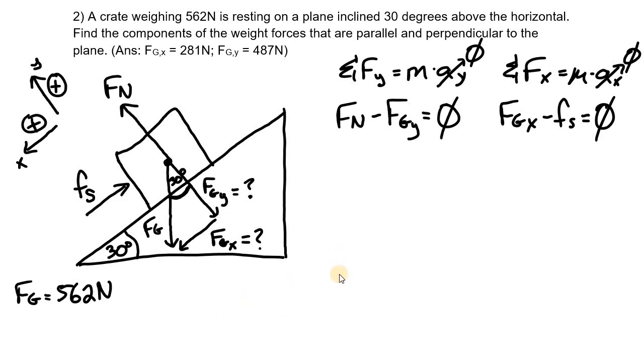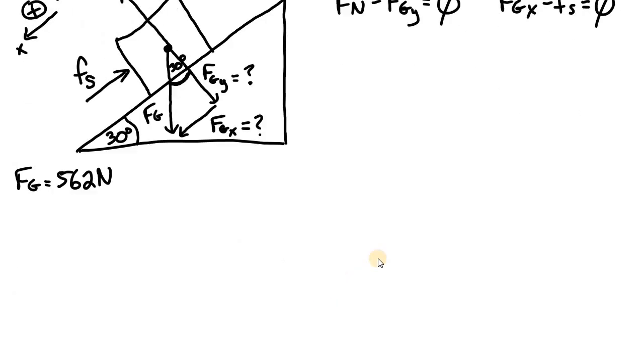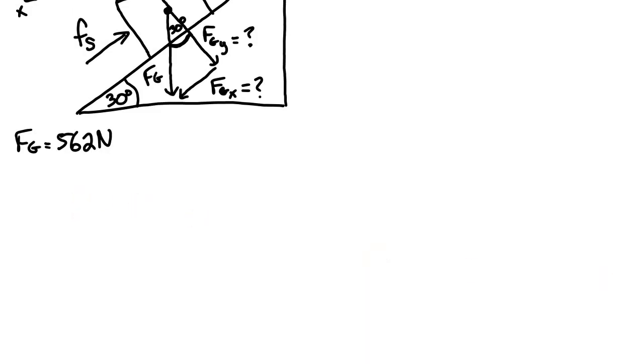Right, so let's come back to problem number 2 where we're going to finish this off. It looks like we're going to be solving for FGY and FGX. So what I'm just going to do here is redraw our triangle down here. Being that we do have all of this room, I want to utilize it.